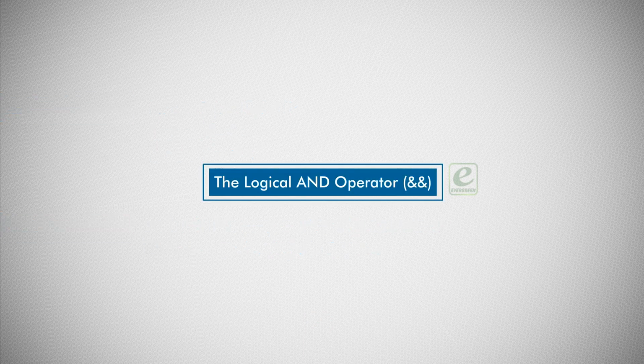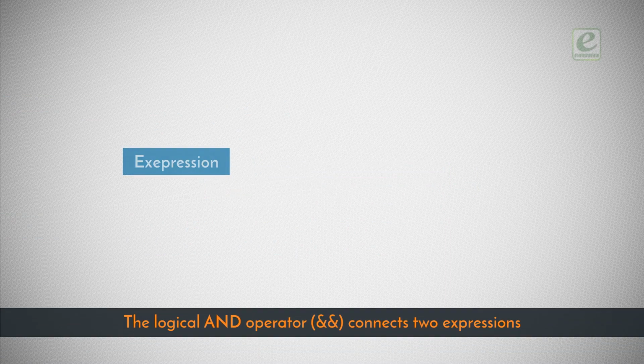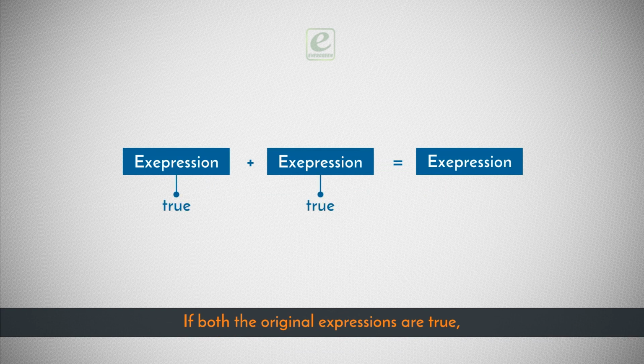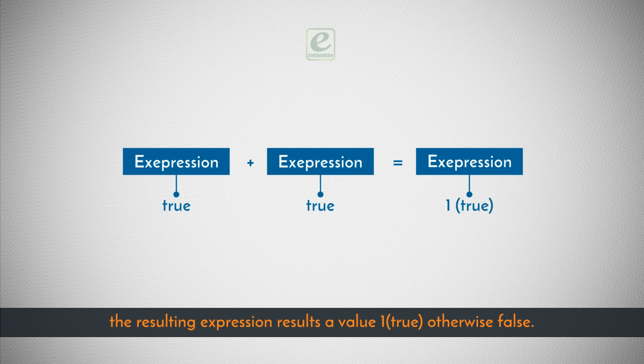The logical AND operator. The logical AND operator connects two expressions to make them a single expression. If both original expressions are true, the resulting expression results in value 1, true, otherwise false.